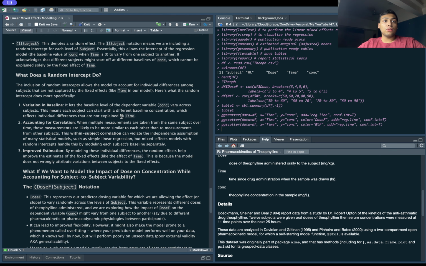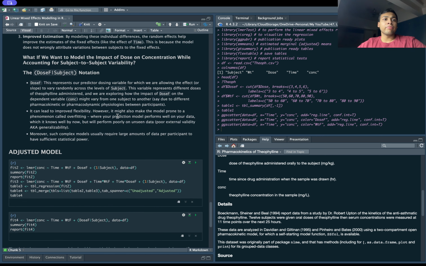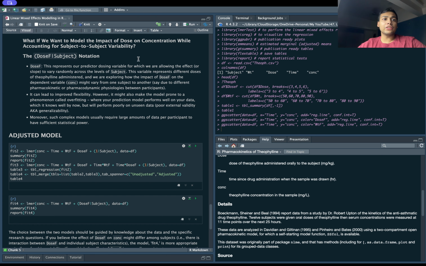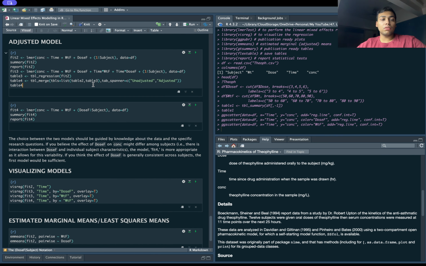Now, this is just a short explanation for a random intercept and what it does. Basically, what I've talked about, nothing new. You can pause the video and read what the random intercept does if you wish. Now we will come to this nested random effect in a bit. Alright, so now is the moment of truth.